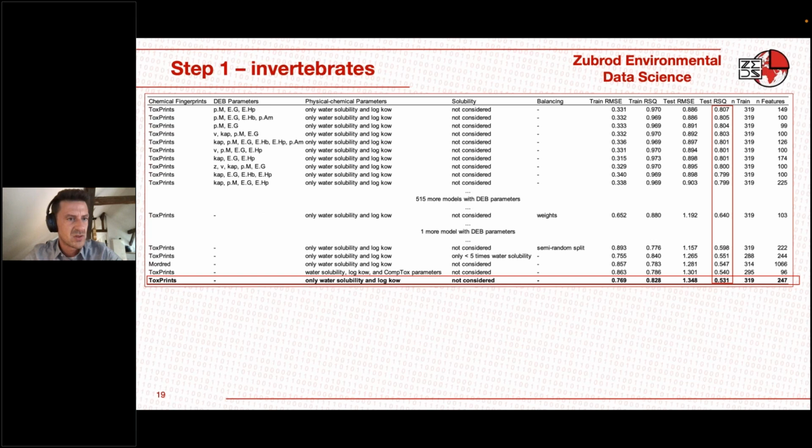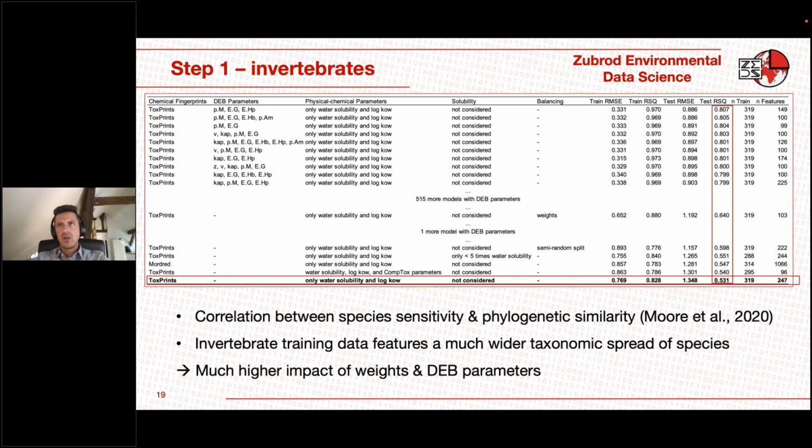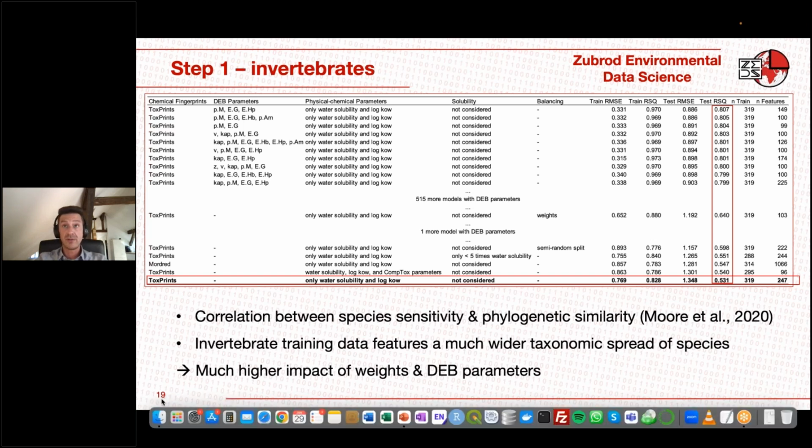And the question now was, why is it so much more important to have these changes for invertebrates compared to the fish model? We know that there is a correlation between species sensitivity and phylogenetic similarity, and the invertebrate training data set featured a much wider taxonomic spread of species. Fish only separated at the order level, while invertebrates already separated at the phylum level into arthropods, mollusks, and rotifers. And as physiological dissimilarity increases with taxonomic distance, approaches either tackling imbalances in species representation or replacing that categorical feature species name, which is just a name tag for the model, by features containing meaningful physiological information, become naturally more important in data sets with wider taxonomic spread.